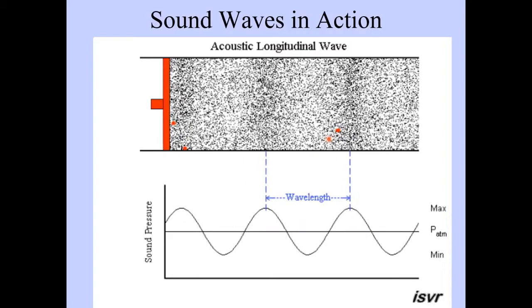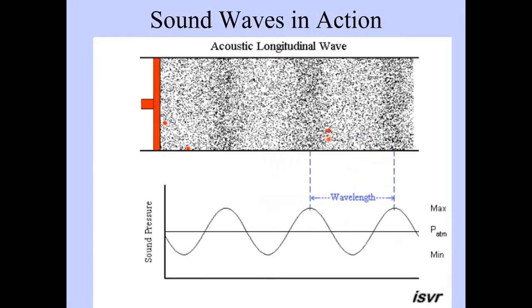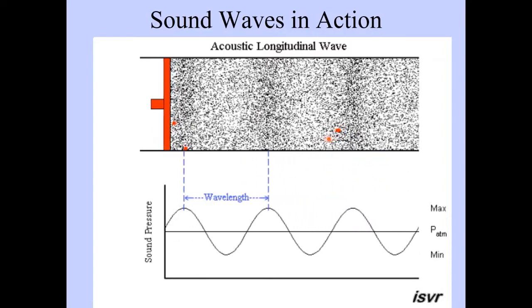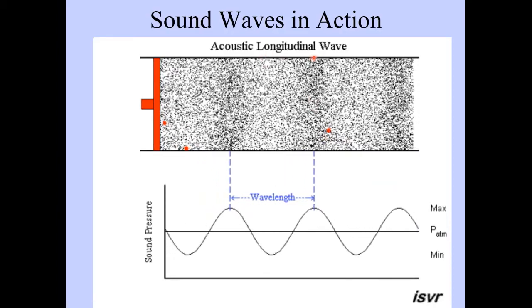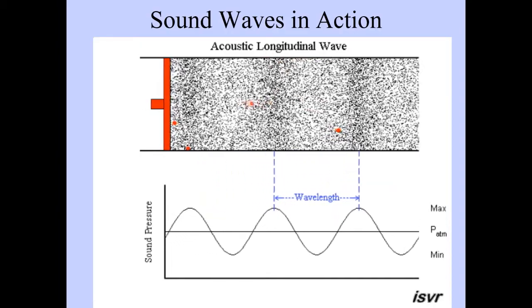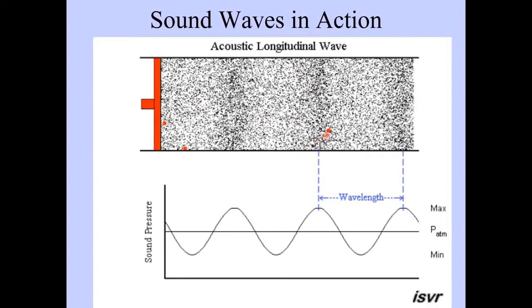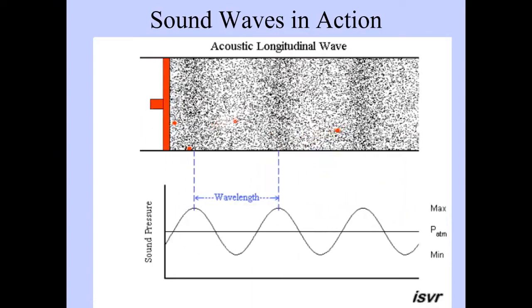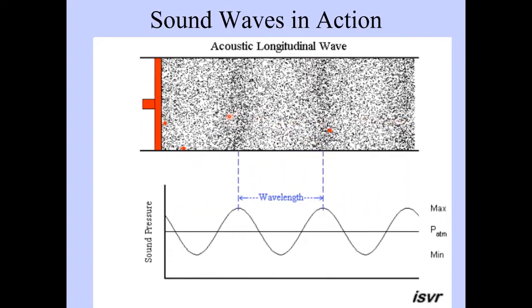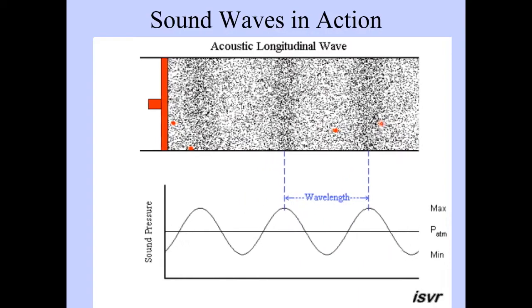So sound waves, just like any wave, pass through the air. It doesn't carry air with it. Now, this is a longitudinal wave because the air molecules are vibrating back and forth in the same direction that the wave is traveling, which is horizontal in this picture here.